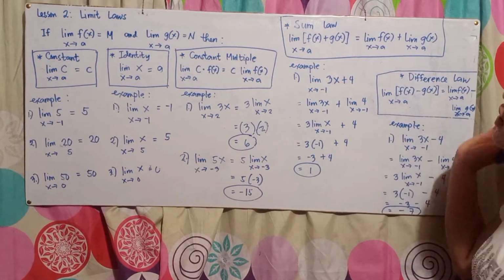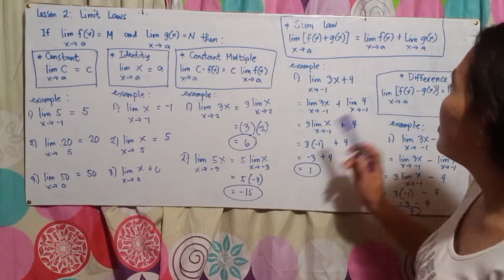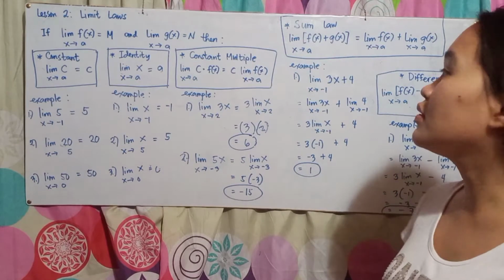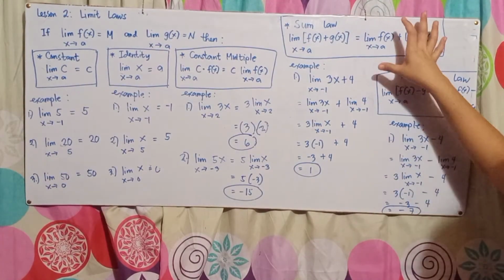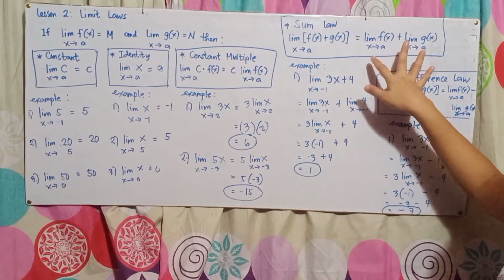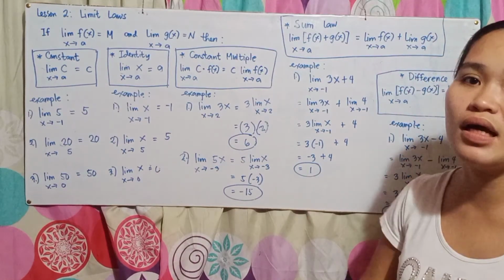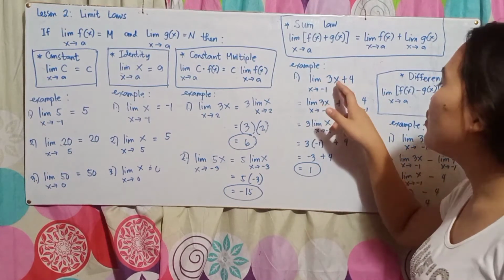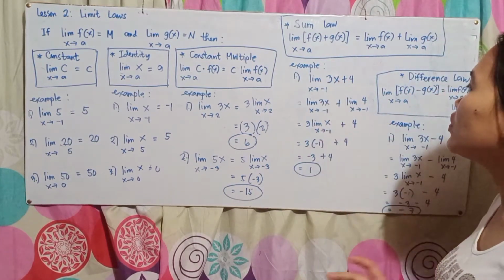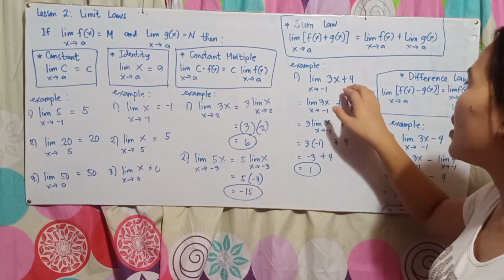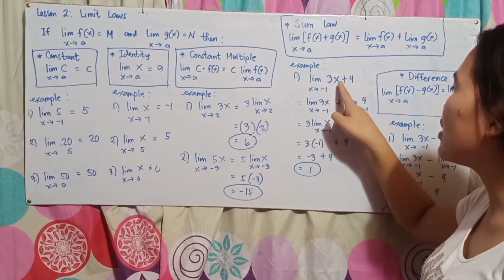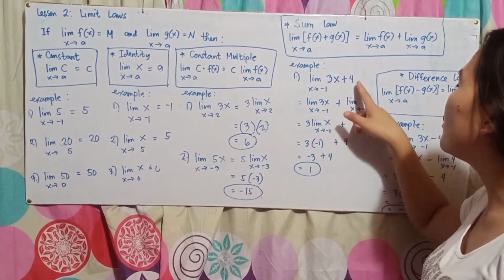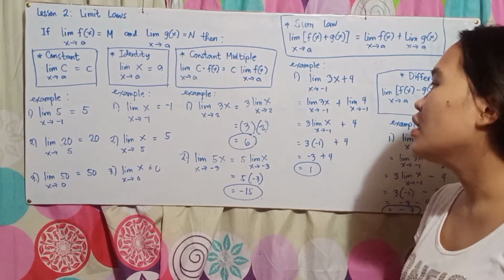Okay, so next is the sum law. So limit of the function f of x plus g of x as x approaches to a is equal to limit of f of x as x approaches to a plus limit of g of x as x approaches to a. So, i-add lang sila. Example, limit of 3x plus 4 as x approaches to negative 1. So, syempre, addition. So, i-add limit of 3x as x approaches to negative 1 plus limit of 4 as x approaches to negative 1.